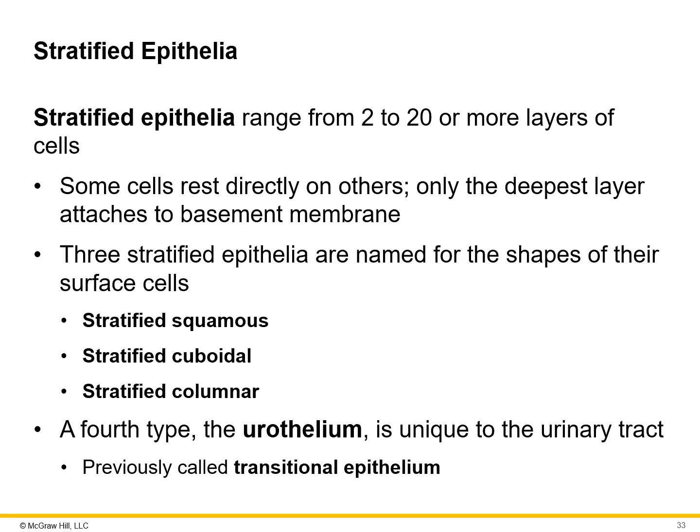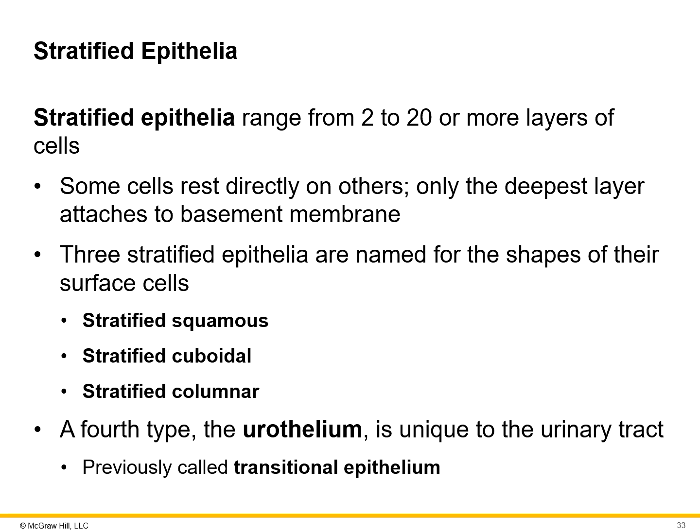So the urothelium is unique to the urinary tract, and we previously called it transitional epithelium. That is technically stratified. Stratified epithelium ranges anywhere from 2 to 20 or more layers of cells. I mean, you can have like 40, 50 layers of cells. Some of these cells will rest directly on others, and only the deepest layer, typically referred to as the basal layer, attaches to the basement membrane.